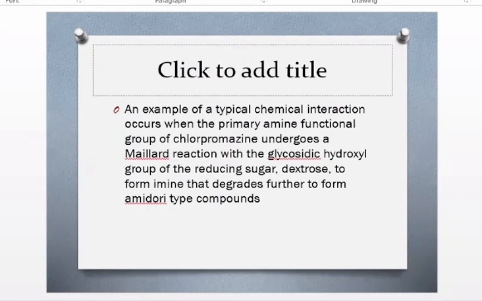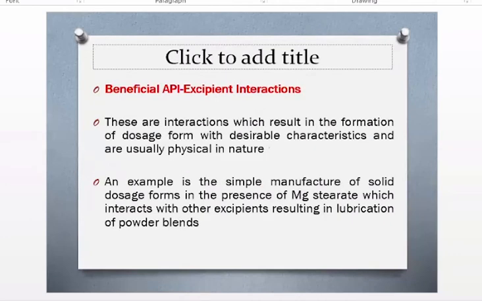I've also gone on to give an example of a typical chemical interaction. You can have a look at this on your own. As I've been indicating in these two types of interactions, the chemical and the physical, you can have what are referred to as beneficial API excipient interactions. These are going to improve on the functionality of the product once you combine the API and the excipient and you've got a beneficial interaction.